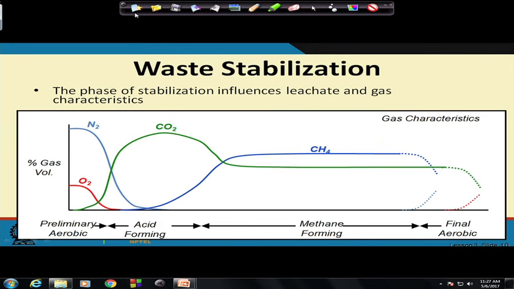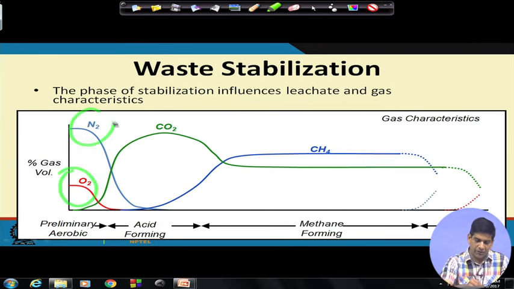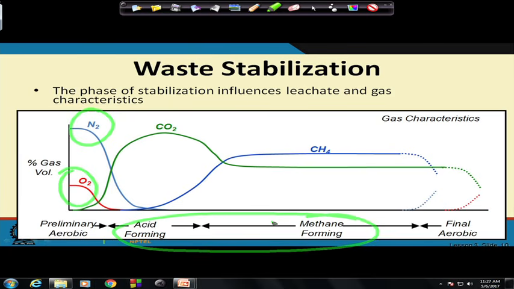If you look at the gas part, as you can see, initially it's an aerobic phase. So you have some oxygen present, some nitrogen present, because of the aerobic phase. Once it starts going into the anaerobic phase, remember, acid forming and methane forming were anaerobic phases. So what happens when the waste degrades in the anaerobic phase? Both methane as well as CO2 is formed. In the aerobic system, only CO2 is formed. In anaerobic, both methane as well as CO2 is formed.